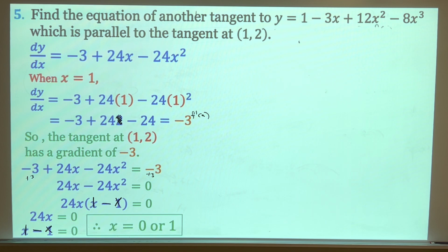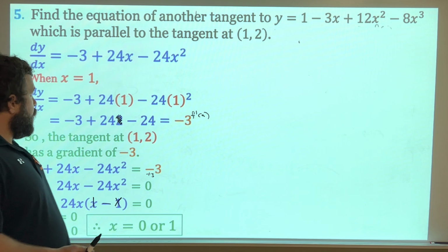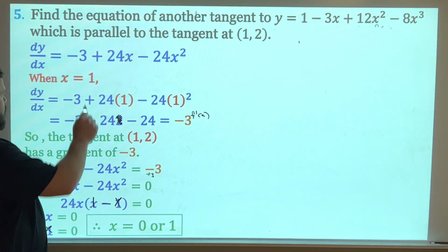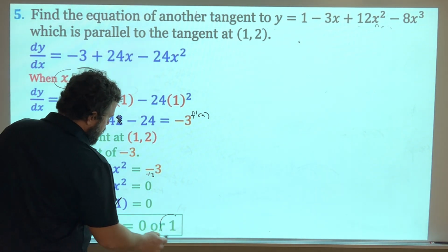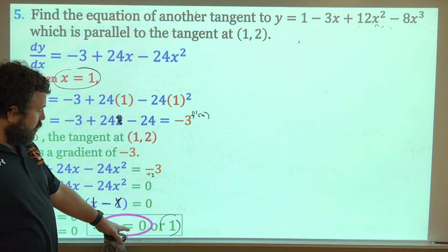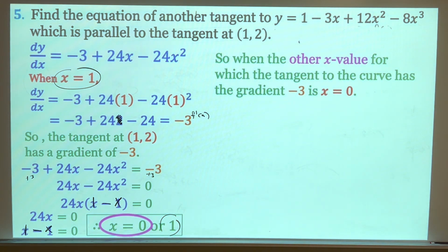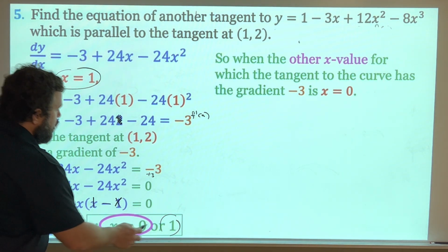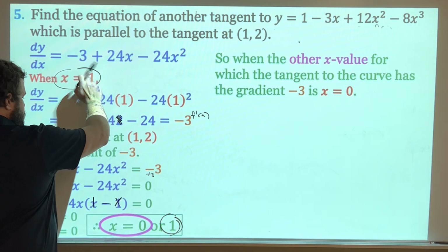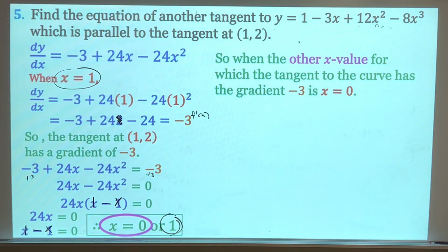All right, so what do we do next? Which one of these is going to be good? Well, we already know that x equals 1, so we don't care about that. x also equals 0. Okay? So since x also equals 0, we have the other x value for where the curve's gradient is negative 3. We already knew about the 1. How do we know about the 1? It's that one right there, right? So that one's all good. But we care about the 0.